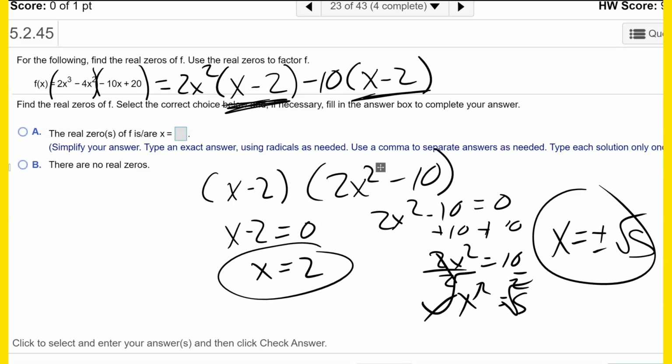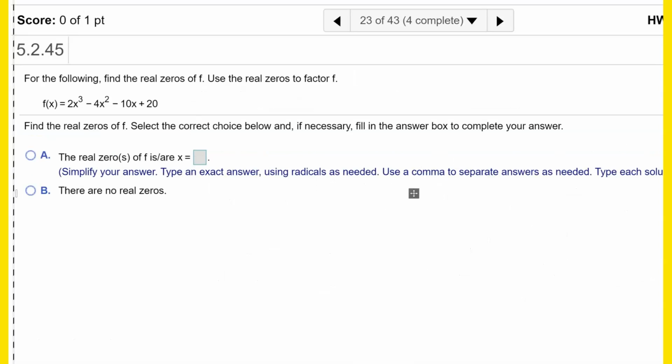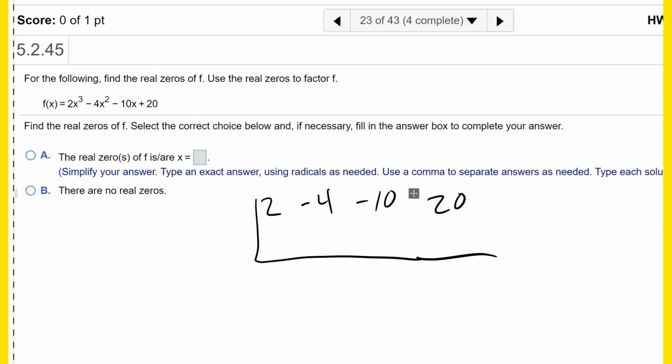Let me show you another way to do it. You can also do it by the rational root theorem and synthetic division. So we can say 2, -4, -10, and 20 inside the box. And what do we put outside the box?